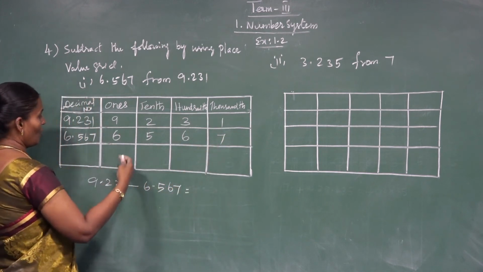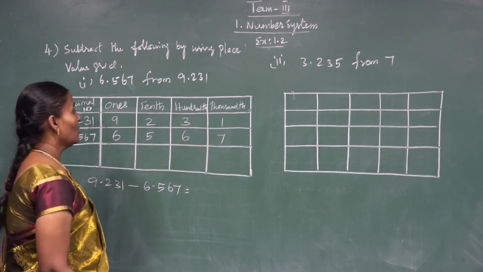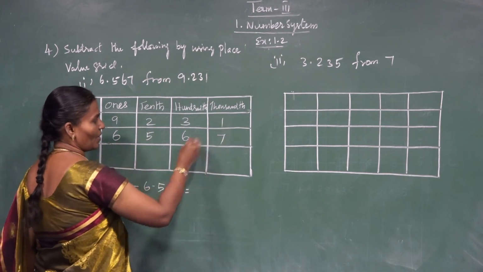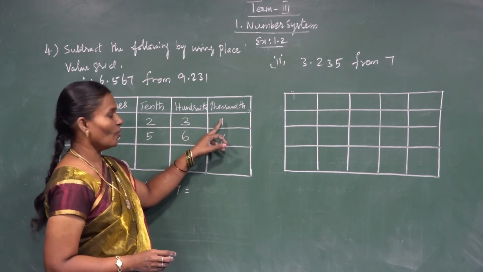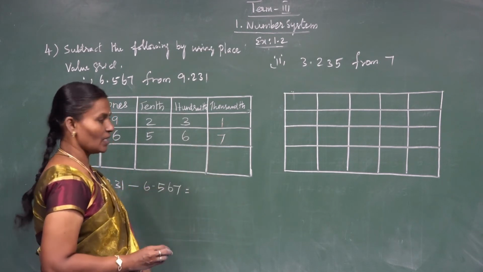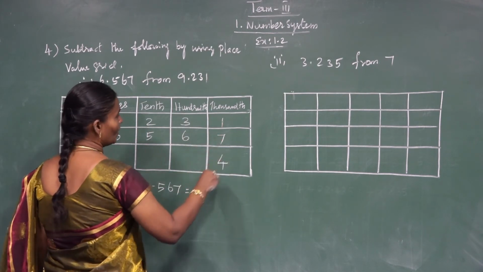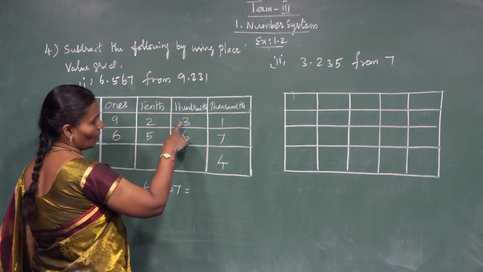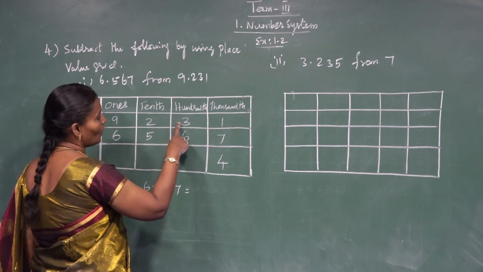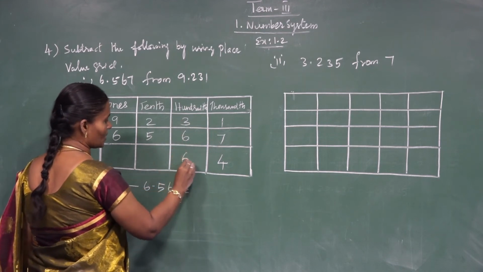Okay. So now you have to subtract. 1 minus 7, not possible. So you take 10, that makes 11. 11 minus 7 is 4. Here 2 is there. You take 10, so it's 12. 12 minus 6 is 6.